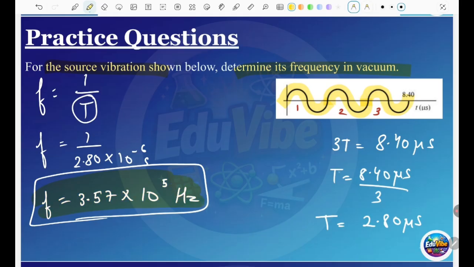But you have to know how to find T first. Then you plug it into the formula and you get the frequency. Same case when you have to find the period and you are given a frequency. You have to do the same with the diagram below. This is a small question you get for 1 mark. The tricky part is that you have to find T first.